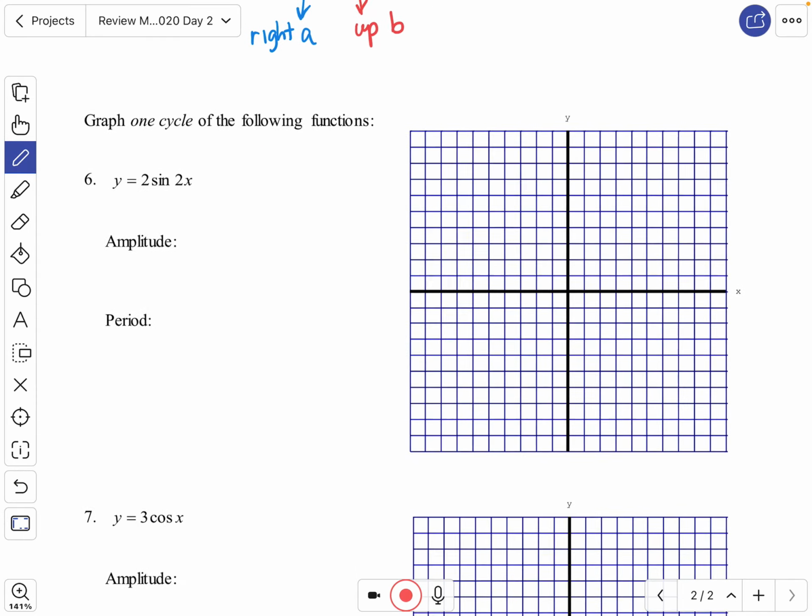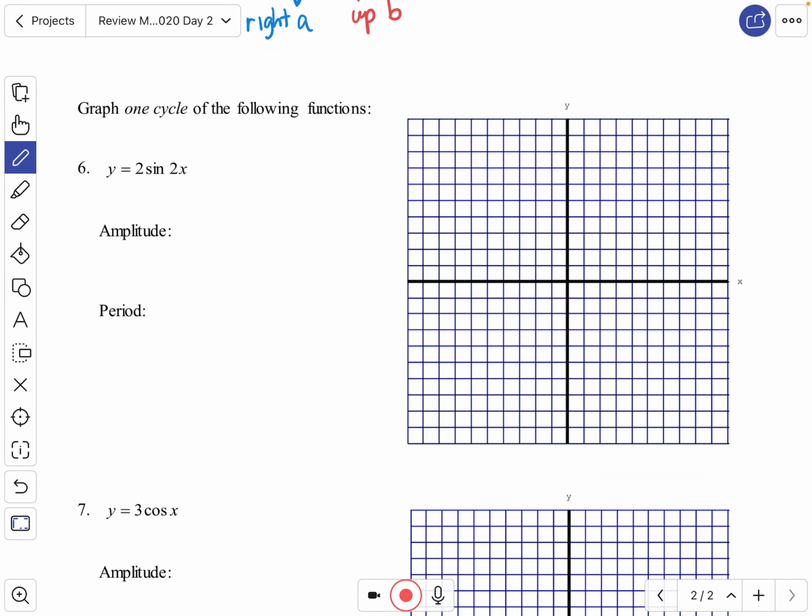All right, the last 2 questions are graphing sine and cosine. So in order to graph sine and cosine, we're going to need to know the height, which is our amplitude, and we're going to need to know the length of the curve. So your amplitude is always the first number, and your period has a formula, 2 pi over b, and the second number is always your b. So 2 pi over 2, and 2 pi over 2 simplifies to pi.